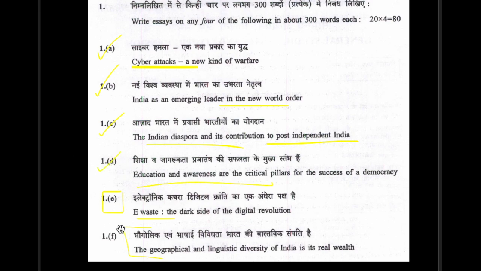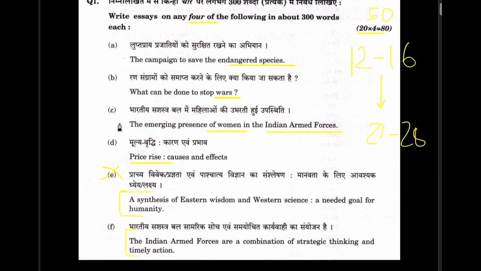Education awareness is a very simple static question. E-waste, yeah, you could have attempted just here and there. Maybe you could not have gone into the deep rules, but yeah, you need to attempt only 4 now. So 4 is done. Yeah, you could have left these two. Here you could have gone for what can be done to stop wars, endangered species.